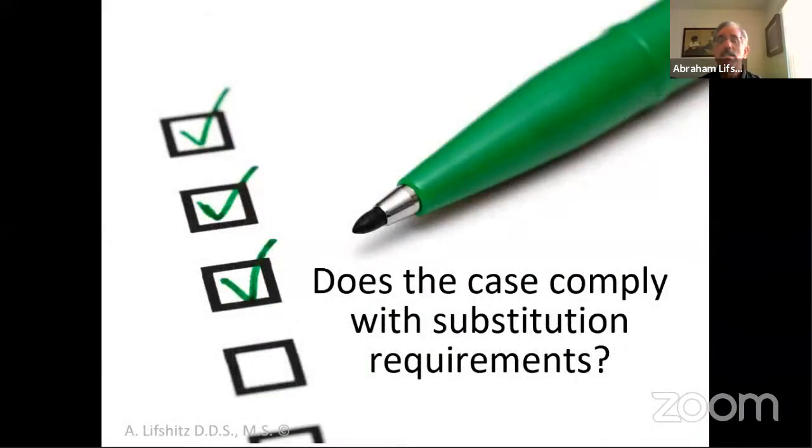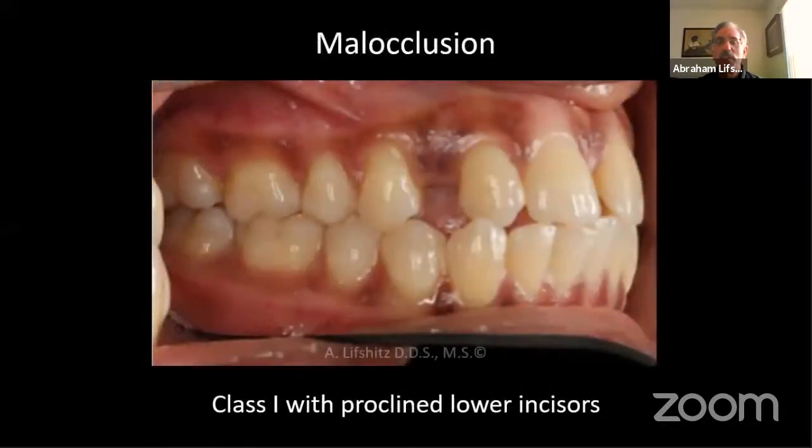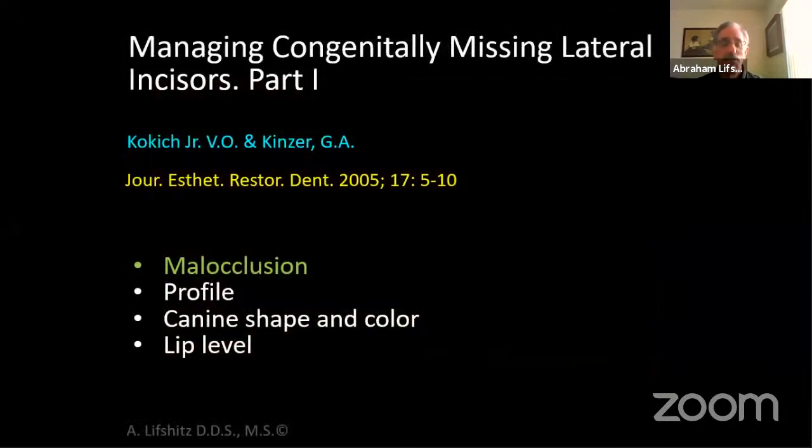So let's see if the case complies with the substitution requirements. Let me remind you that we look at malocclusion, profile, canine shape and color, and lip level. According to malocclusion, she has a class 1 with proclined lower incisors, very mild crowding, very limited overbite, and a tendency for an anterior open bite. According to the requirements, she complies with the malocclusion requirement.